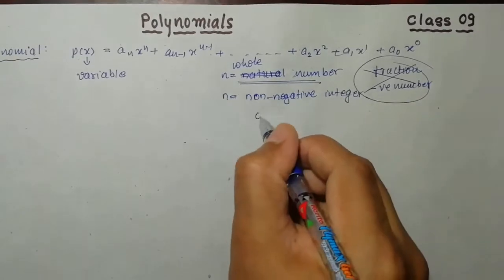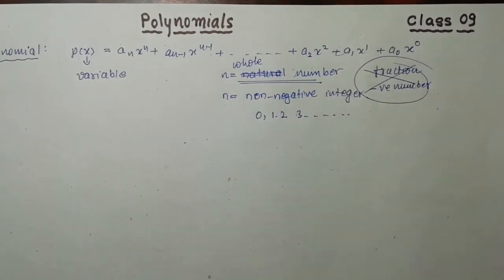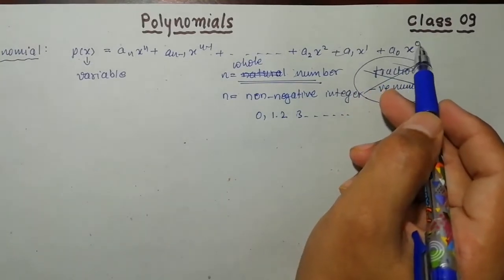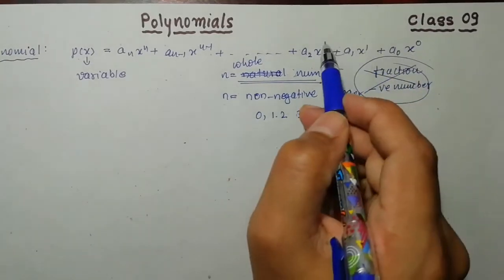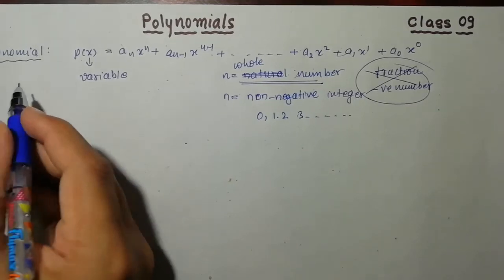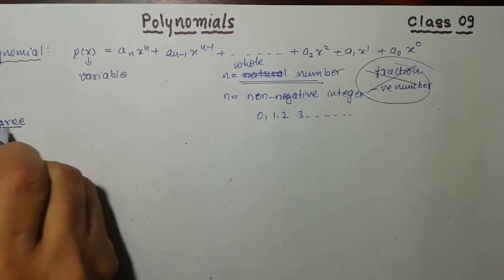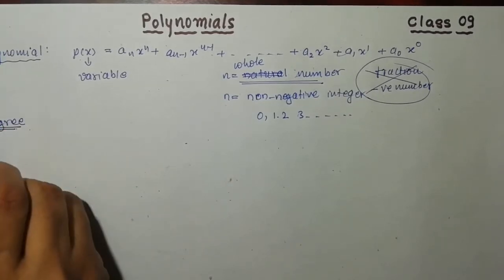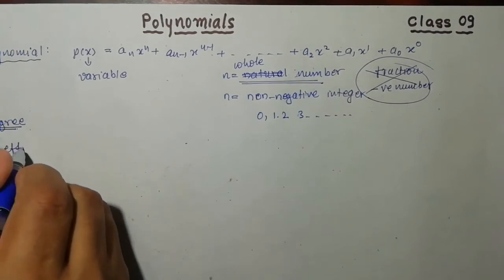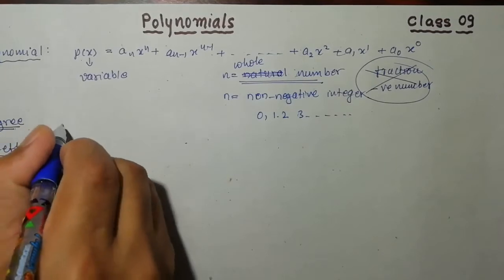Non-negative integer means n can take the values 0, 1, 2, 3, 4, 5 and so on. Now look here, this is the value of n: n is equal to 0, n is equal to 1, n is equal to 2, n is equal to 3 and so on. So this is the condition for the general form of a polynomial. The next important definitions under this chapter are degree of the polynomial, and then coefficients, coefficient of x square, coefficient of x, like that. They are very important.